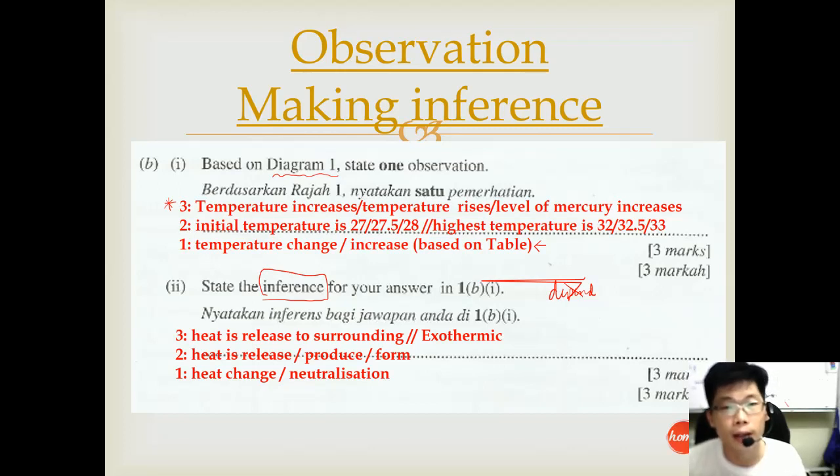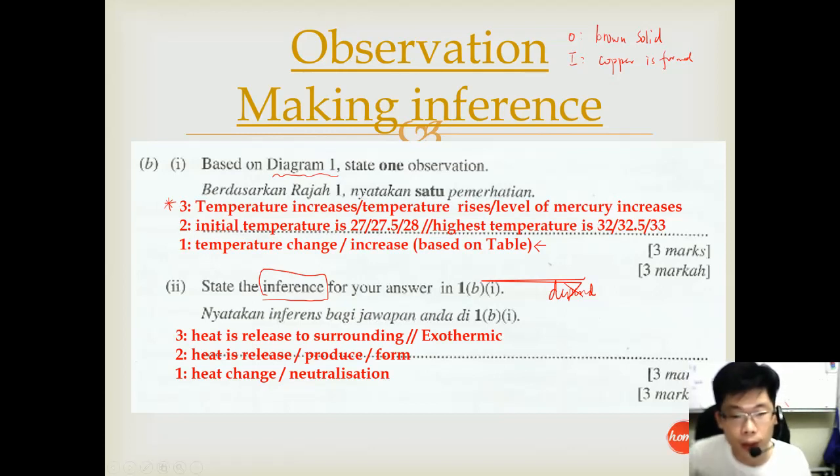Okay, let's say in the electrolysis, the observation you observe at the cathode is that a brown solid is formed. Okay, as an observation. So the inference is mentioning what this brown solid is. So it's copper that is formed. Okay, so it's very simple and straightforward, the observation and the inference. So each one costs 3 marks.